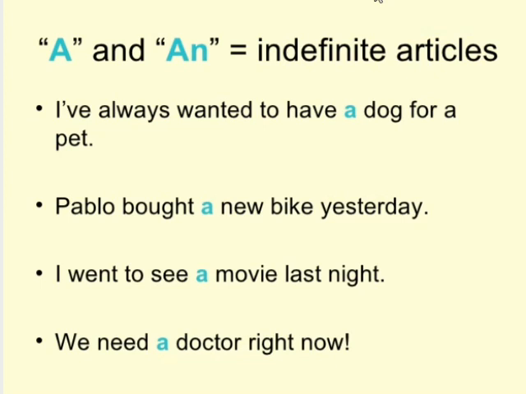It doesn't say what brand of bike it is. In the third example, we have I went to see a movie last night. It doesn't mention what movie it was that I saw last night. And the last example, it says we need a doctor right now. It doesn't mention what person or what specific doctor. It only says a doctor, any doctor. So that's why they are indefinite articles.